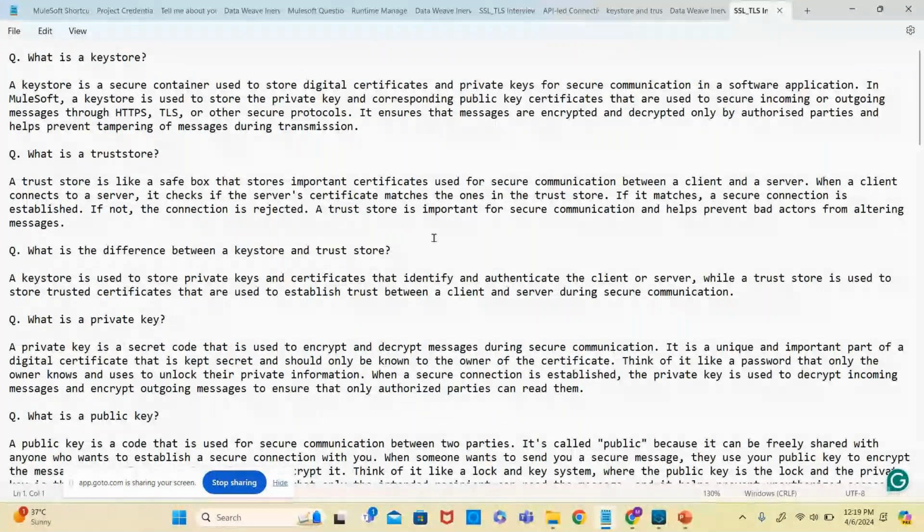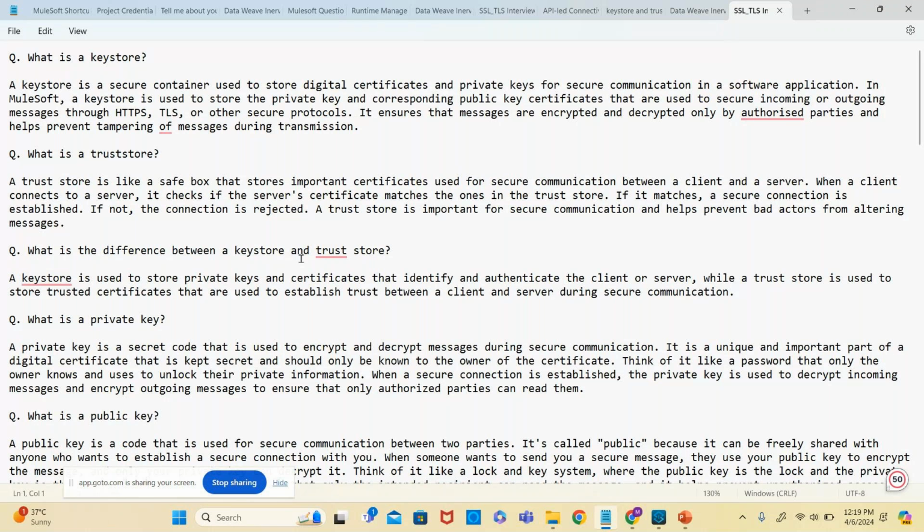The next section will be TLS. One-way SSL, two-way SSL, one-way TLS or two-way TLS, exactly. Now, the questions may be, what is a keystore?